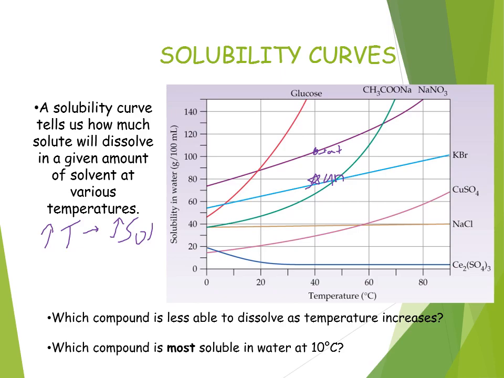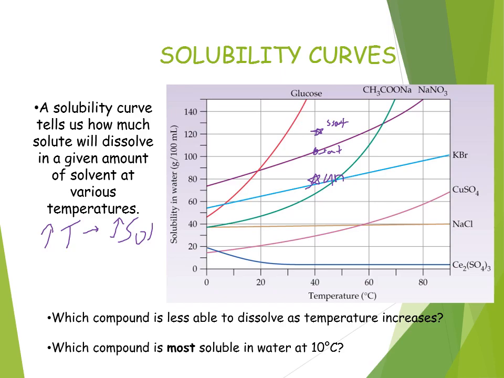As soon as I add more than that, let's say I go to 120 grams, I would then be supersaturated, and you would end up with sodium nitrate just sitting at the bottom of the beaker. It wouldn't matter how much you stirred it. At 40 degrees Celsius, no more could dissolve.